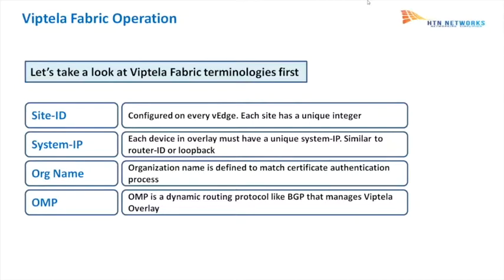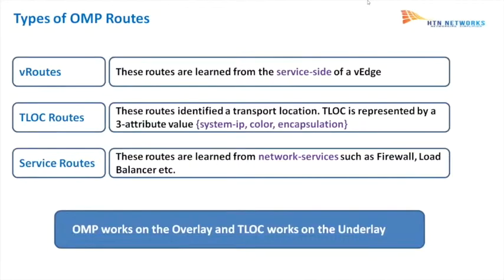Then OMP. OMP is a dynamic routing protocol, just like any other routing protocol like BGP or OSPF. This protocol manages the vEdge overlay network. Then we discuss OMP, and OMP has 3 types of routes. One is called vRoutes. The v stands for vEdge routes.